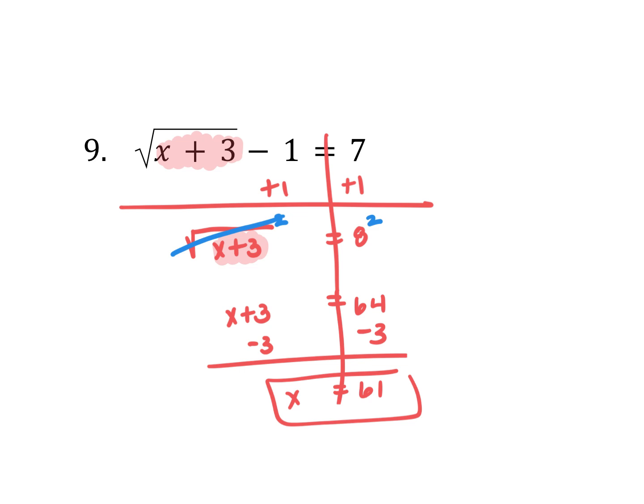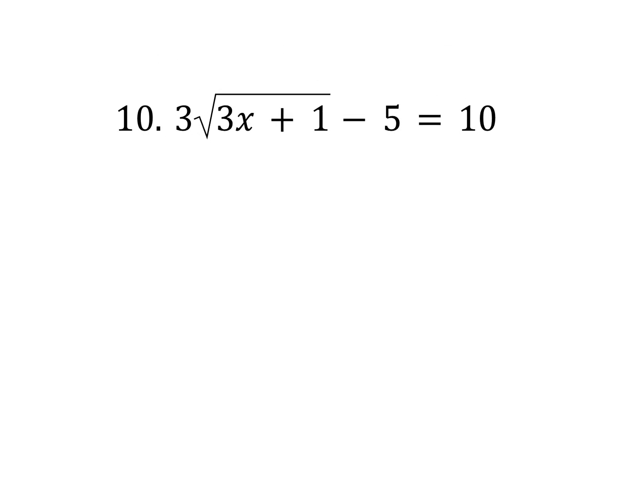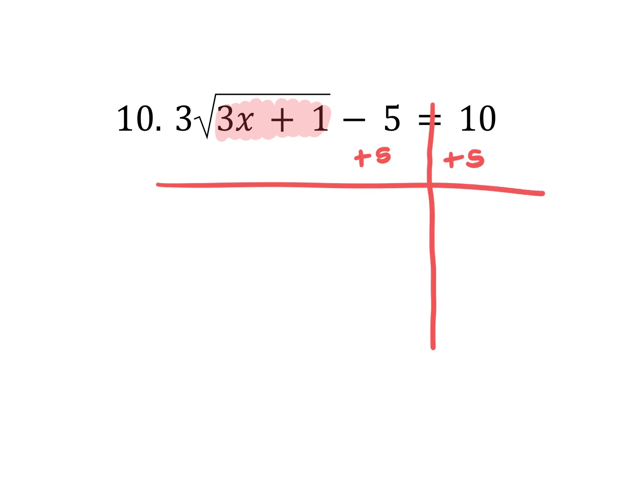And our last one, number 10. First thing, I only want what's under the radical. There it is. I'm going to do reverse PEMDAS, so I'm going to do my addition and subtraction first. Right now that minus 5 has to go first, so I'm going to add 5. So I have 3 times the square root of 3x plus 1 equals 15. This is under the radical.